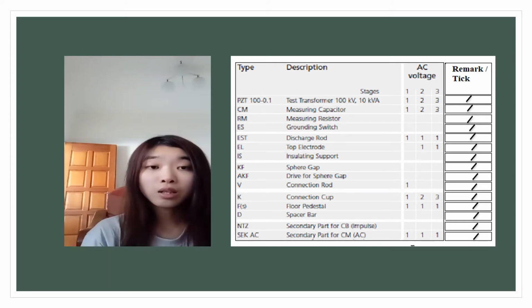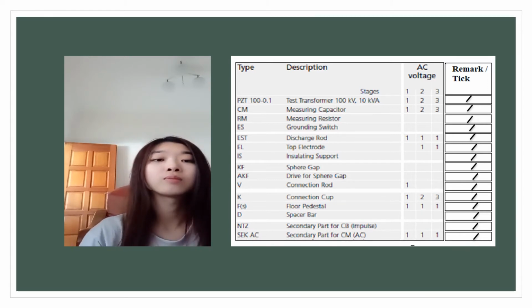ZSC is a secondary part of CMSC. It is the secondary unit for the AC divider which incorporates the LV capacitor. Connect between the HF socket of the measuring capacitor CM and the DMI 551 or picoscope by means of the coaxial cable BNC. The mechanical construction is equivalent to NTZ.